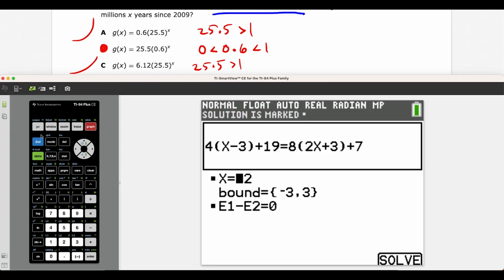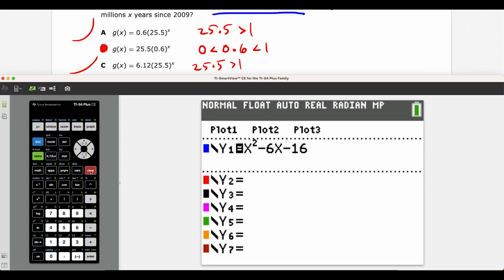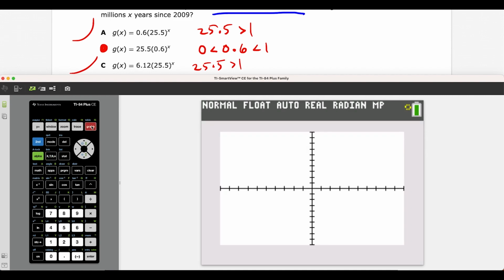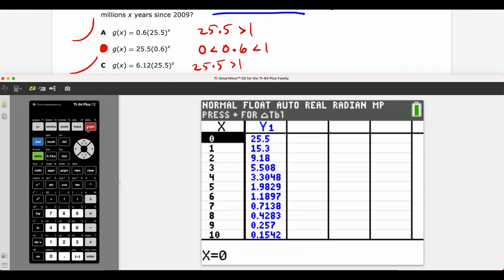But let's say I want to be really certain here. I'm going to go to y equals. I'm going to clear out what we had before, and I'm going to write 25.5, and I'm going to write our function 0.6. And we're going to the x power. So I press this up arrow here and I type in the x. And now when I press graph, I'm not able to see everything. And that's because at x equals 0, our graph started at 25.5.